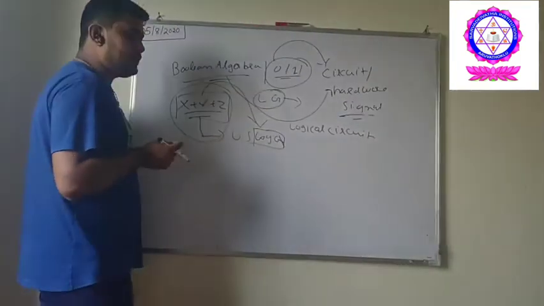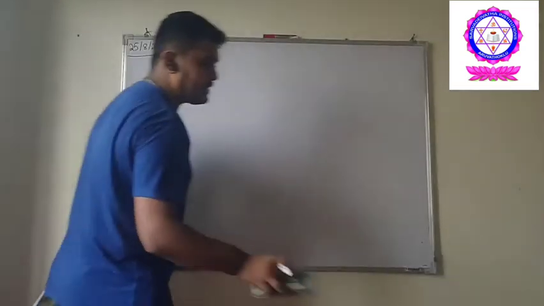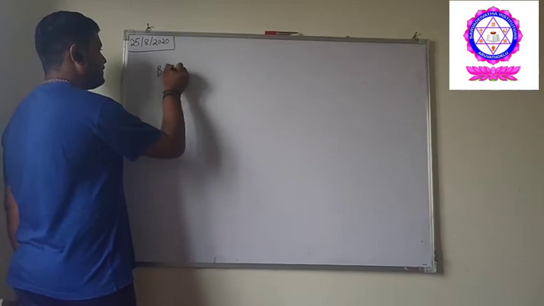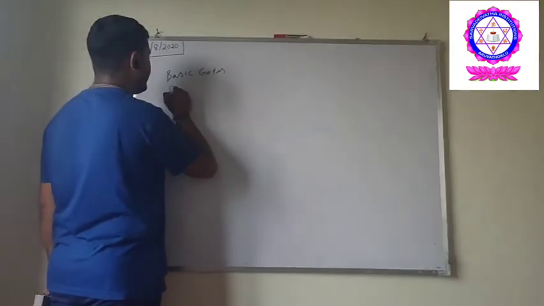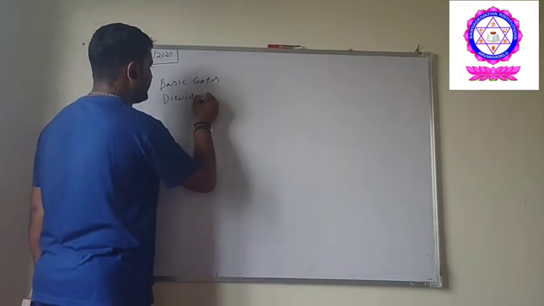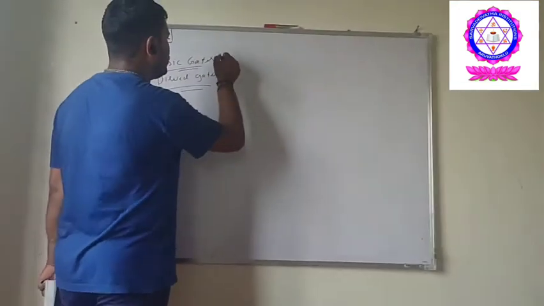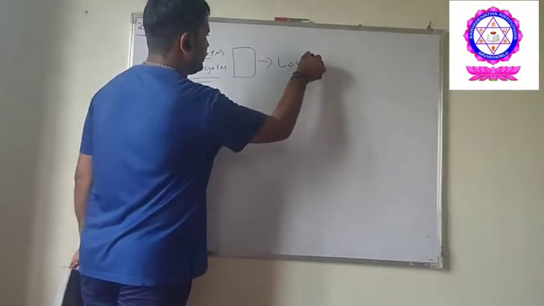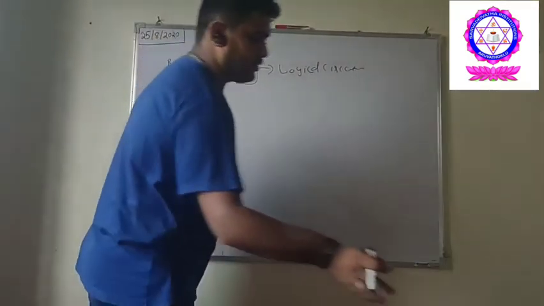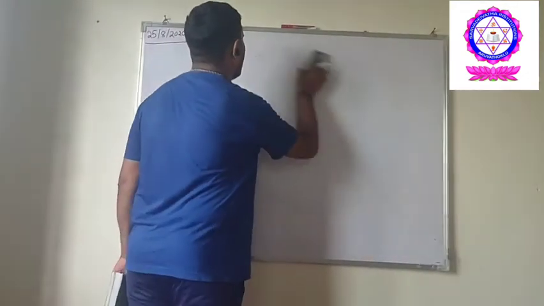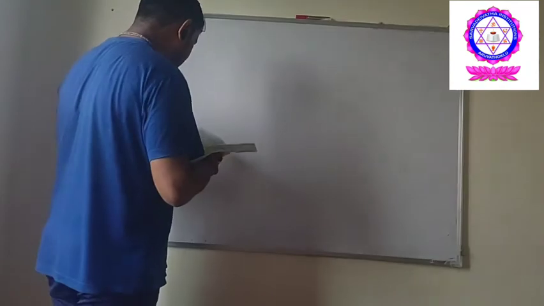How do you translate this in the form of gates? We are going to use the three basic gates which we have learned in this chapter, known as AND, OR and NOT. To convert the Boolean algebra into gate form, we use basic gates and also derived gates. Using basic gates and derived gates, we convert them into a logical circuit. So what are the steps required to convert the Boolean algebra into a gate format?